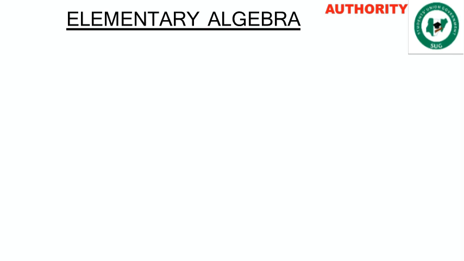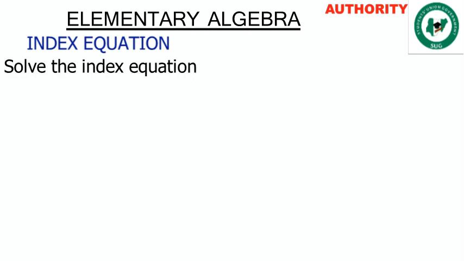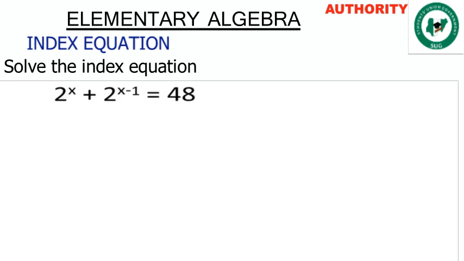We are still on indices, and then we are talking about the index equation. Let's take example 2 on the index equation. It says solve the index equation 2 raised to power x plus 2 raised to power x minus 1 equal to 48.